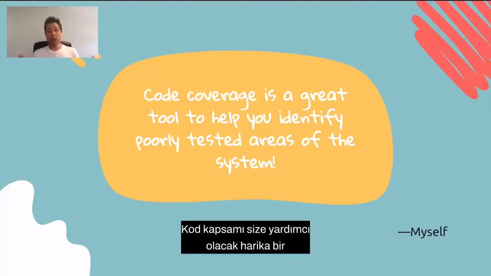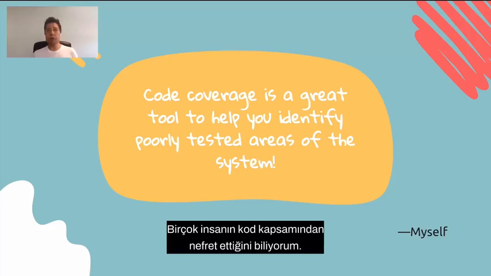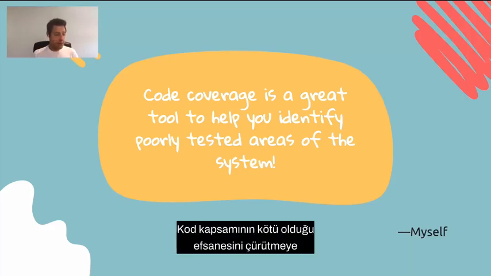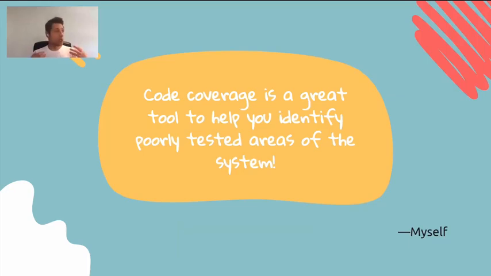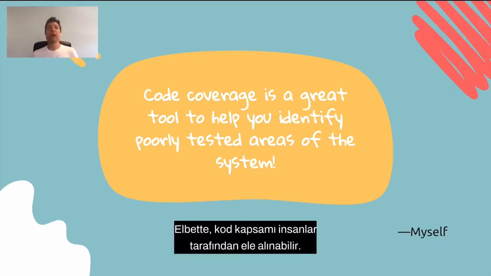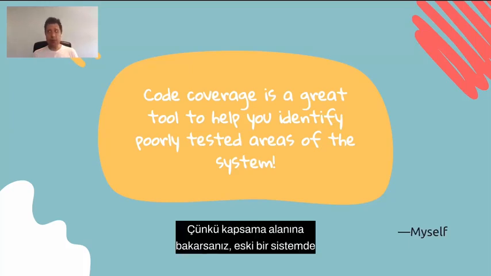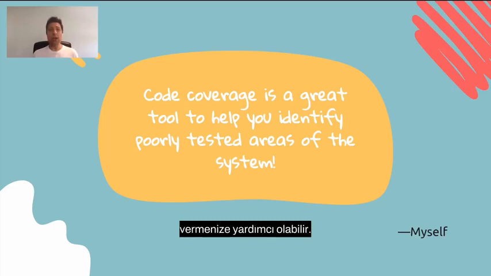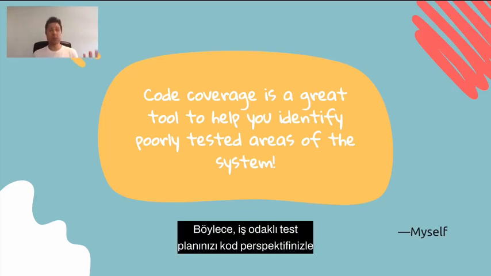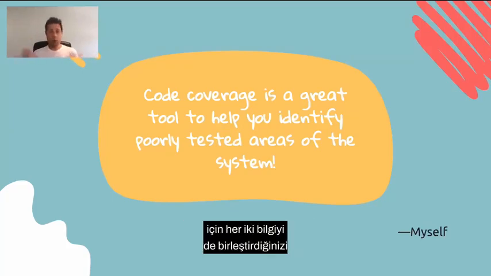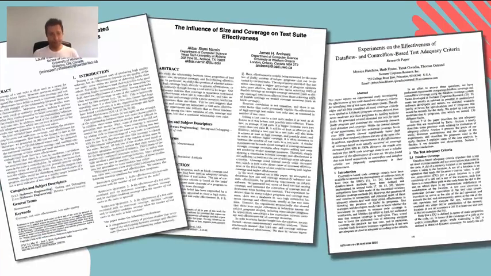Code coverage can be a great tool to help you. I know a lot of people hate code coverage. I'm here to try to debunk this myth that code coverage is bad. Sure, code coverage can be tricked by people. It's easy to cheat the metric, but if you're using the metric with the right purpose, it can help you. How? Because if you look at coverage, in a legacy system, it will quickly show which areas of the system are not tested at all, and that may help you prioritize. So you can combine your test plan that has a business focus with your code perspective and combine both information to decide what to test.